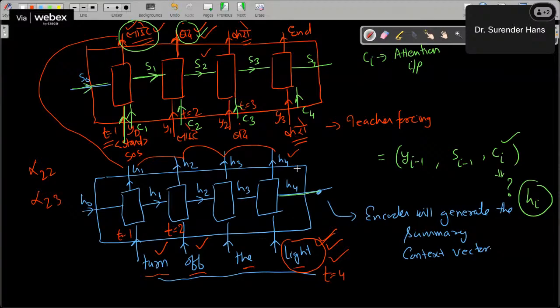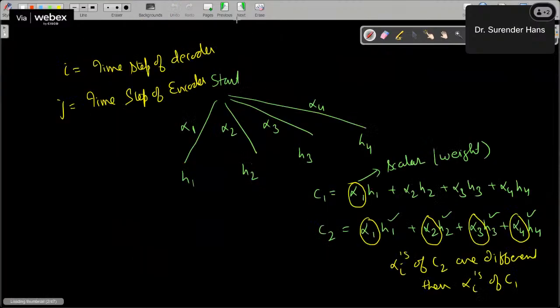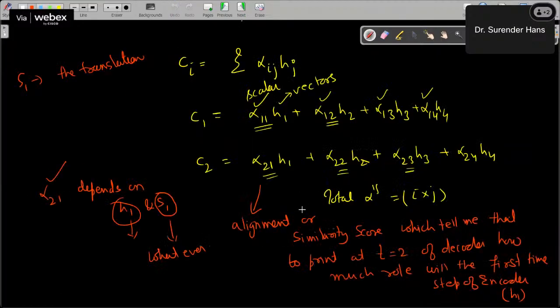So that is one mechanism that we call an attention mechanism. In attention, we have to give focus to which hidden state of the encoder. Clear? So now for this Ci, we need to find these alphas: alpha 11, alpha 12, alpha 13, and alpha 21, alpha 22, and so on. This one is the alignment score, the similarity score.